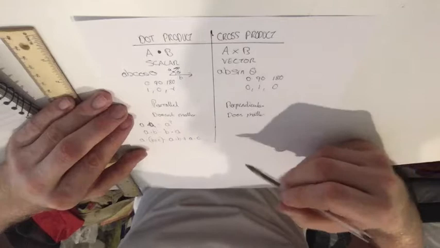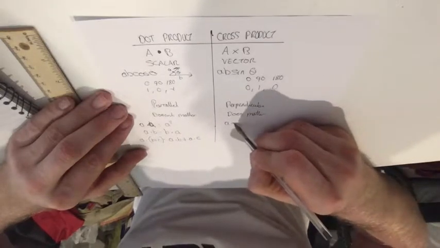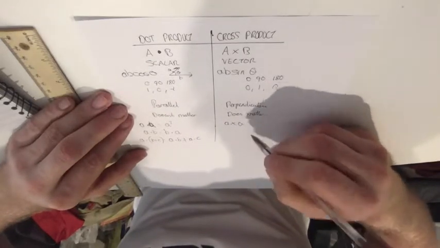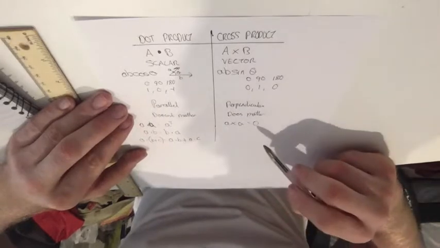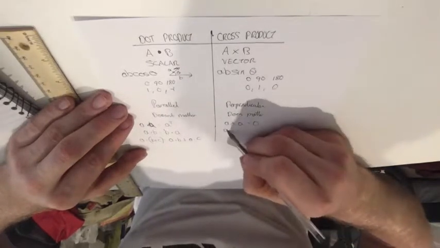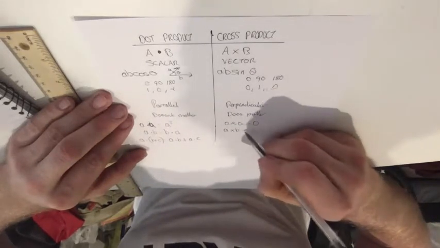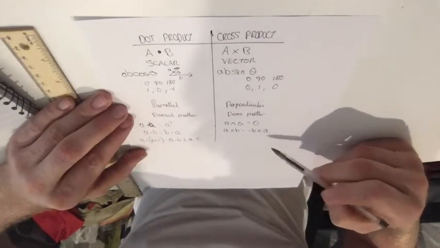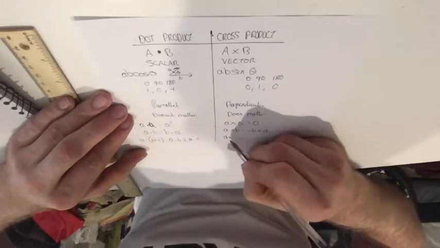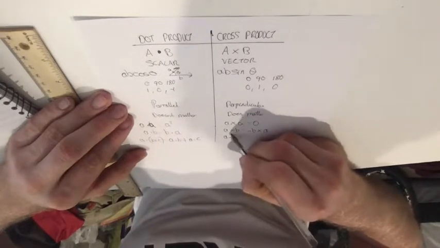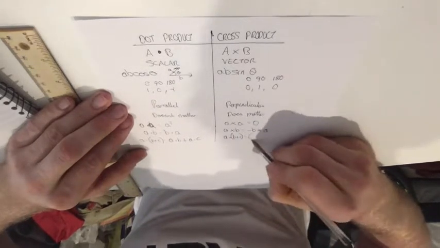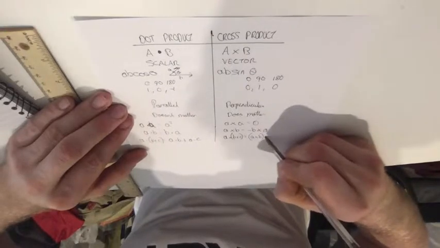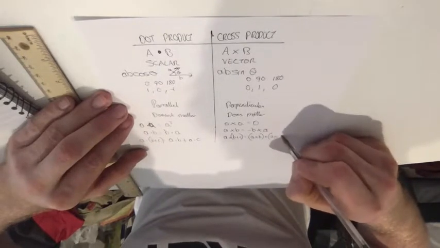If we compare that to the cross product, A cross A would be 0, because that would mean it would be parallel with itself. A cross B equals minus B cross A, and negative just means it's reverse. And then if we were to do A cross (B plus C), like we do with the dot product, we'd have to write that as A cross B plus A cross C.